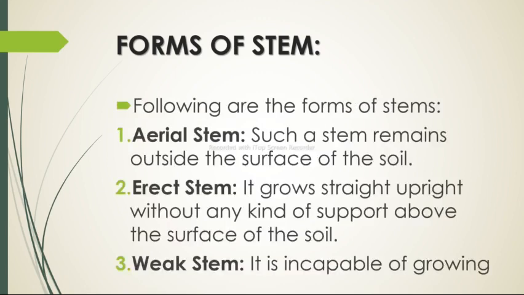So following are the forms of the stem. First form of the stem is aerial stem. Such a stem remains outside the surface of the soil. Second is the erect stem. It grows straight upright without any kind of support above the surface of the soil. Third type is the weak stem.